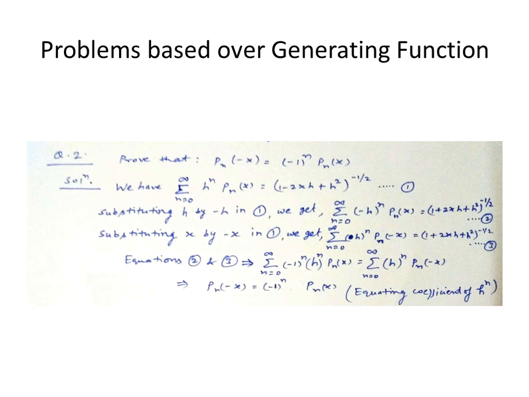Now we can clearly observe that the right hand sides of equations 2 and 3 are the same. That simply means their left hand sides are bound to be the same, and hence we get sigma n equals 0 to infinity (minus 1) power n h power n Pn(x) equals sigma n equals 0 to infinity h power n Pn(minus x), and by equating the coefficient of h power n, we simply get Pn(minus x) equals (minus 1) power n Pn(x).